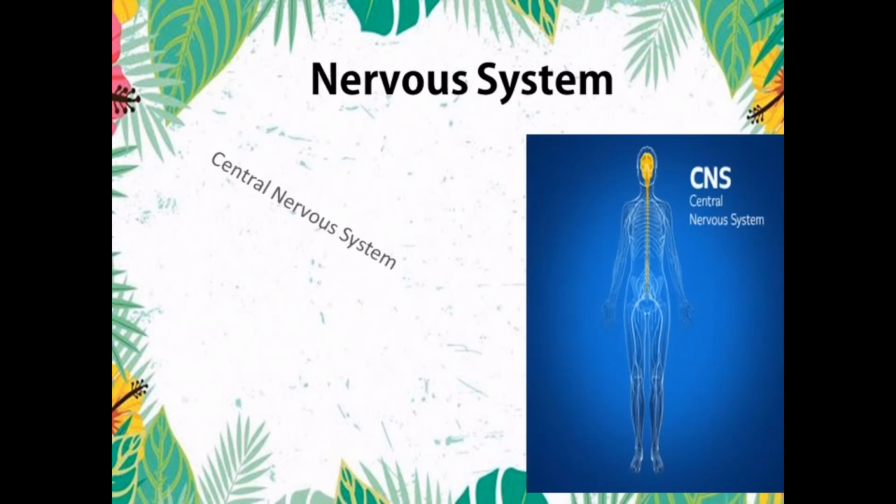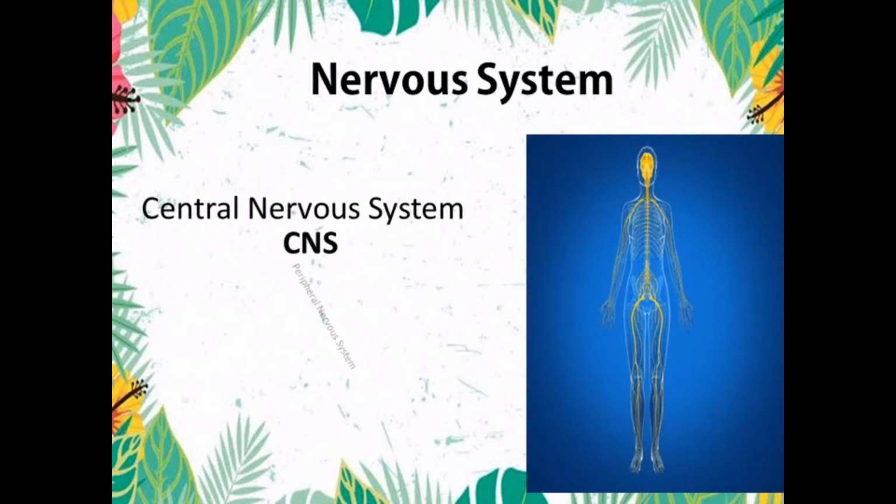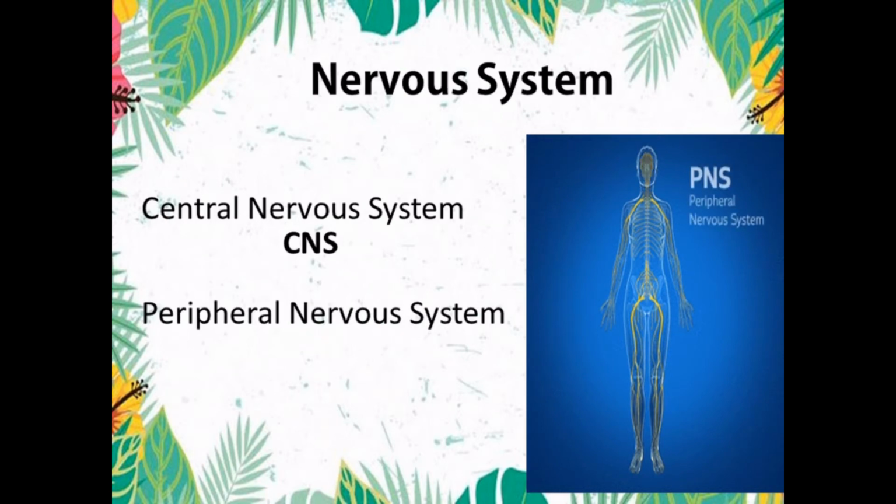Now let's learn about the two parts of nervous system. Number 1, we have the central nervous system, which is the CNS. And the next one is the peripheral nervous system, which is the PNS. As you can see in the picture on your right side, this is the example of CNS, and this one is the example of the PNS. Okay, so let's move on.